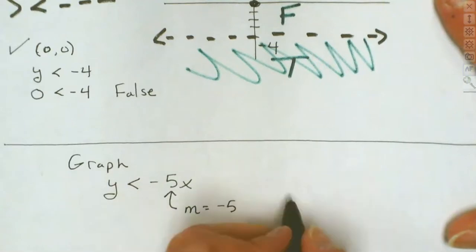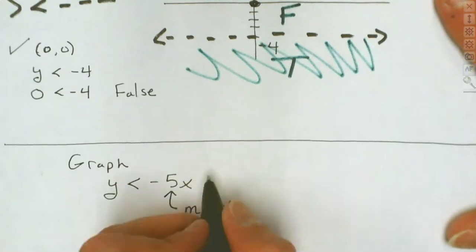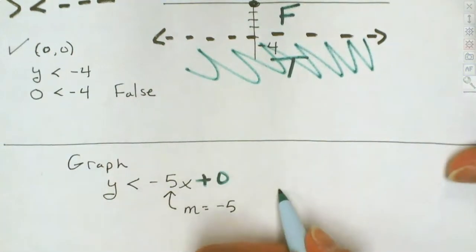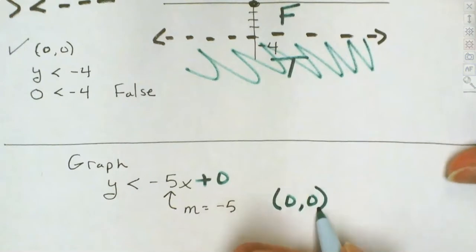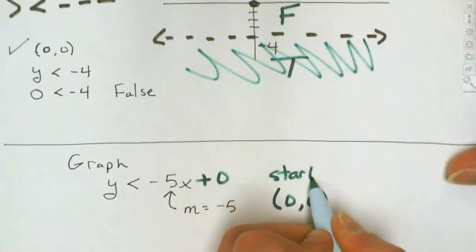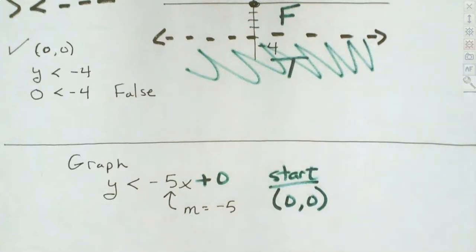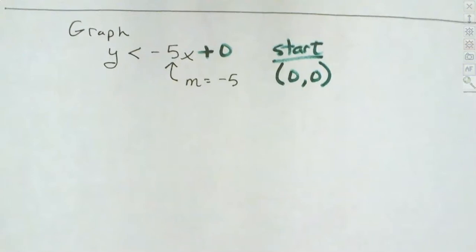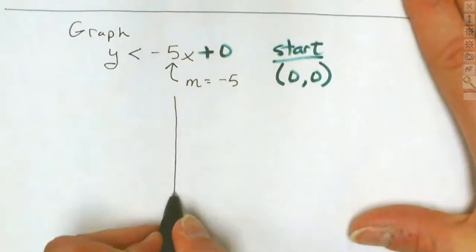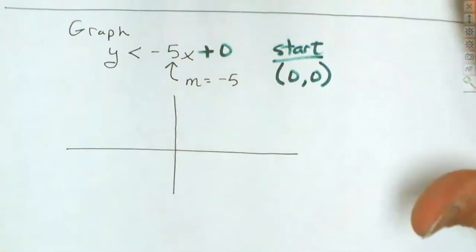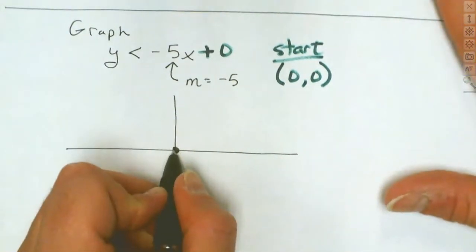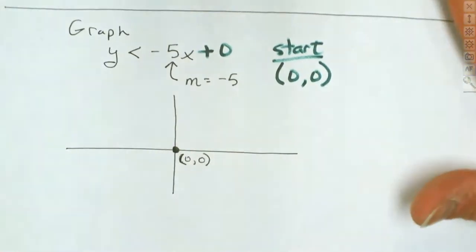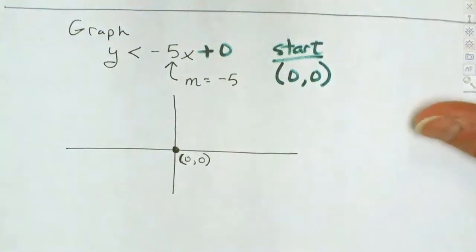There's no number on the end, so that means no number. That's like having a plus 0. So if there's no number on the end, it's like having a 0, 0. And that's where we're going to start. So we're going to have to start at 0, 0. Are we going to have a solid line or a dotted line? Can someone tell me which one I would have here? Solid line or dotted line? Dotted line.